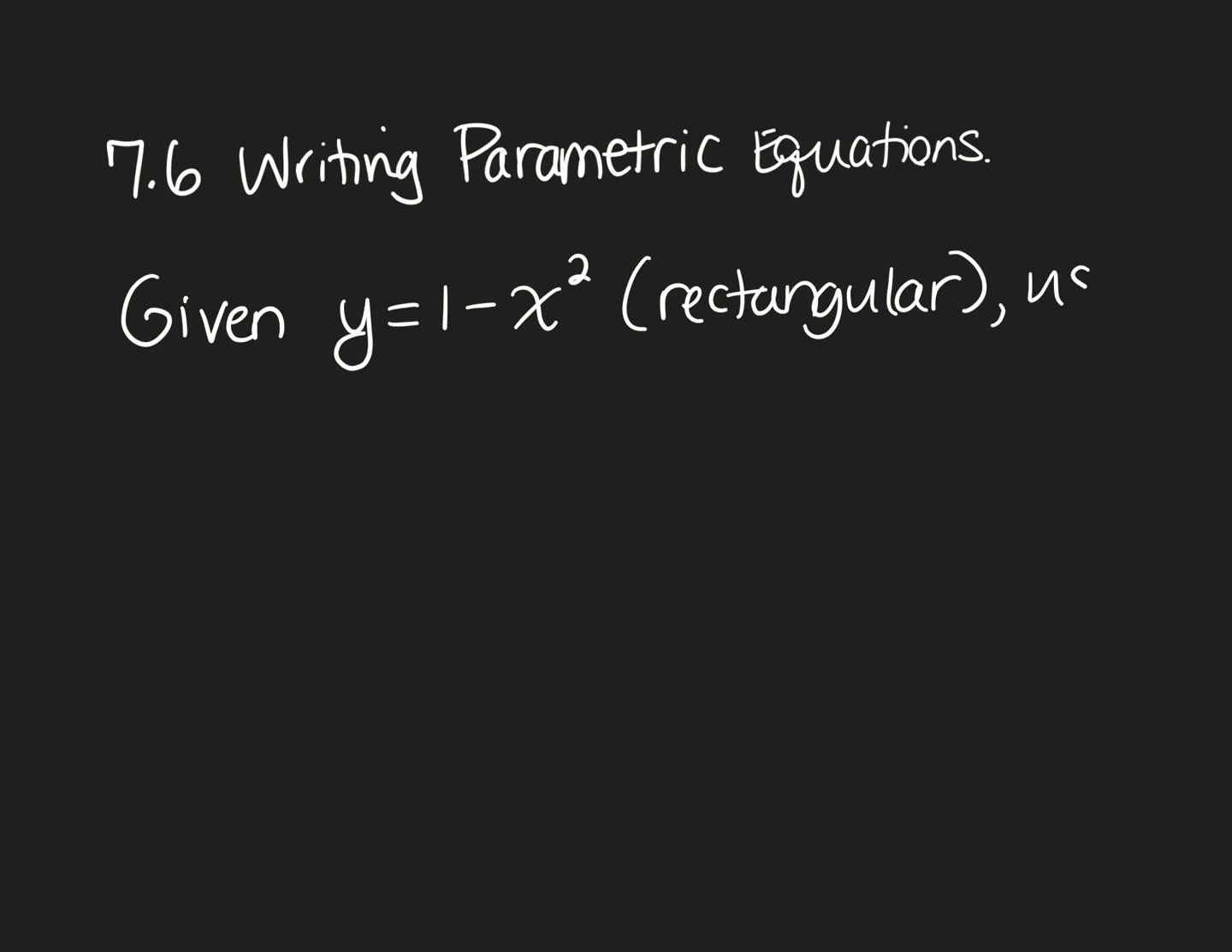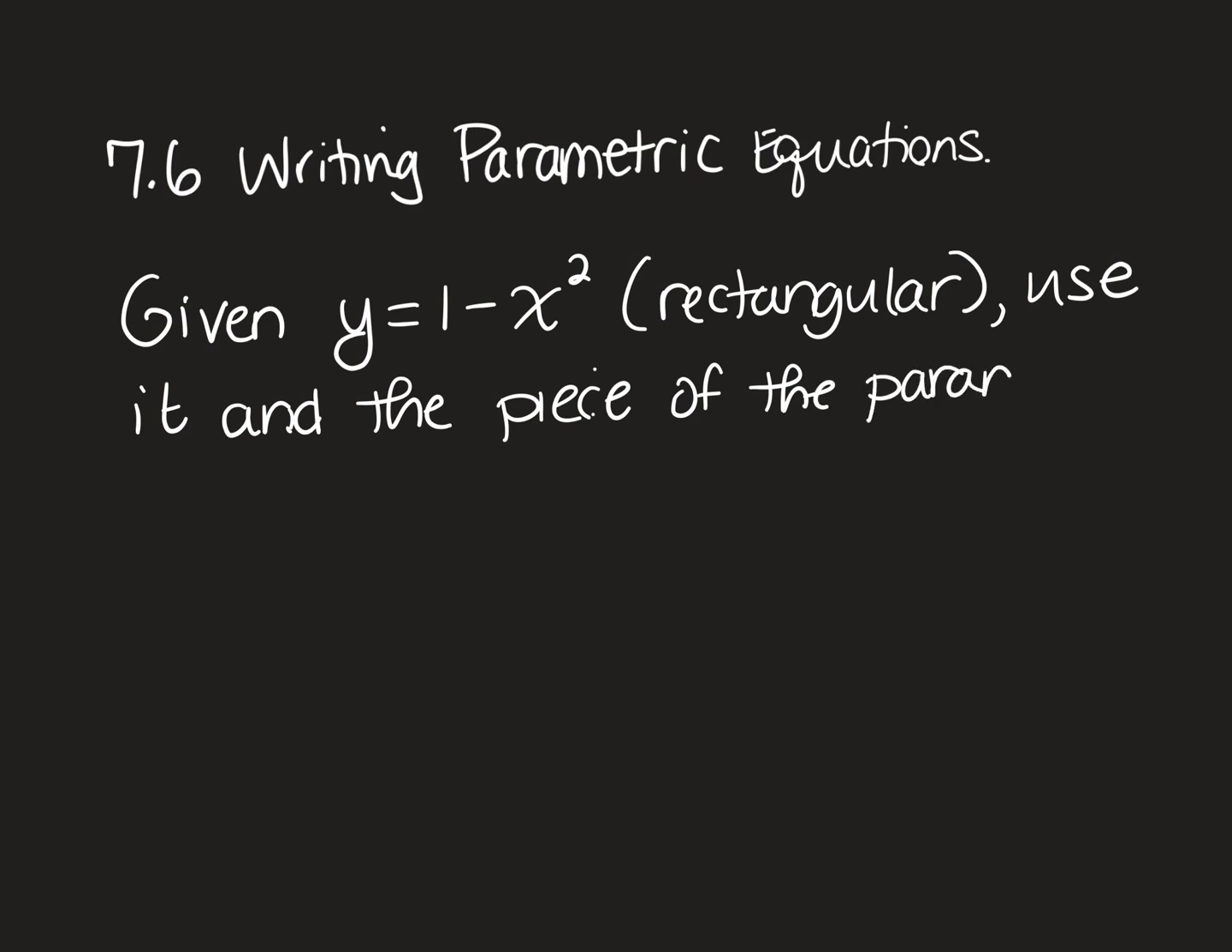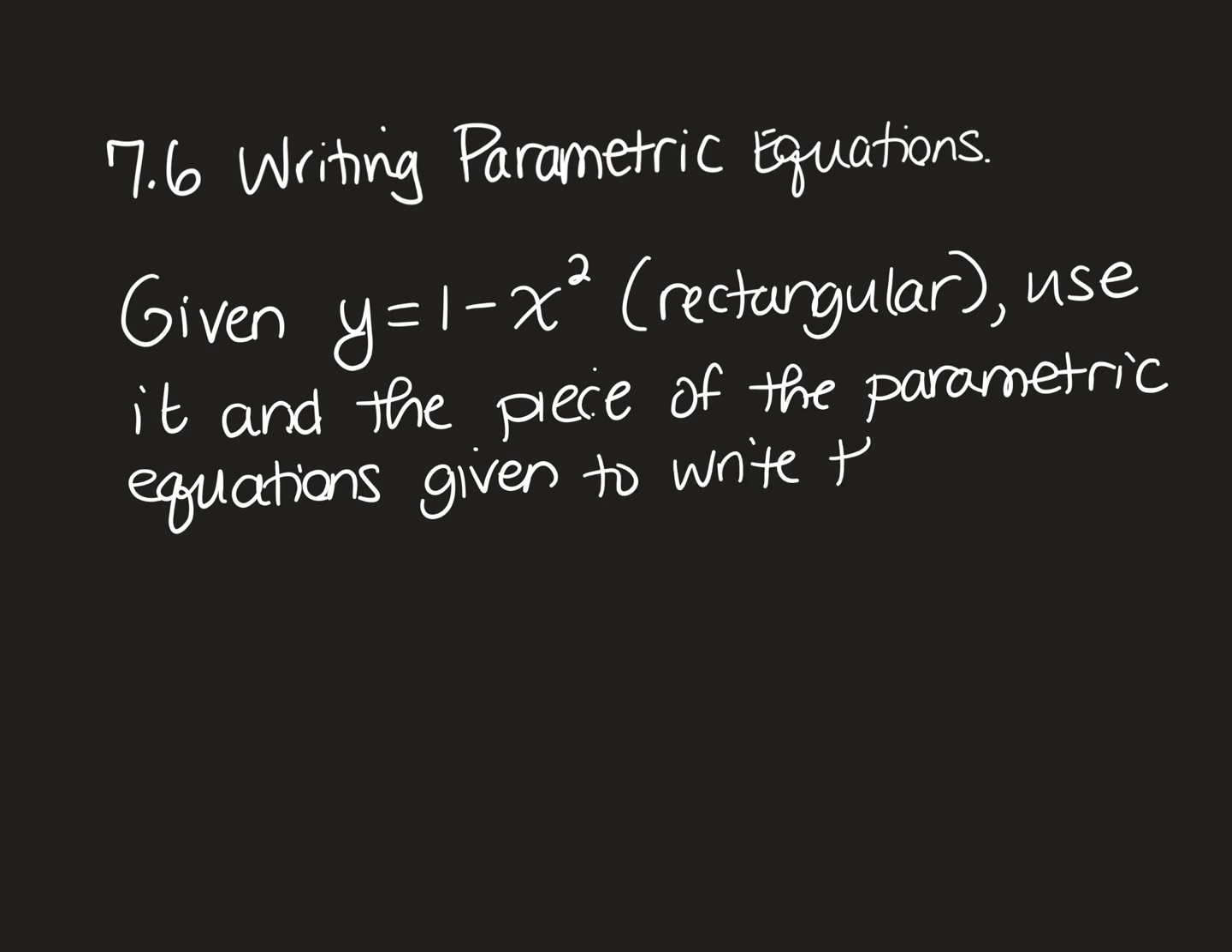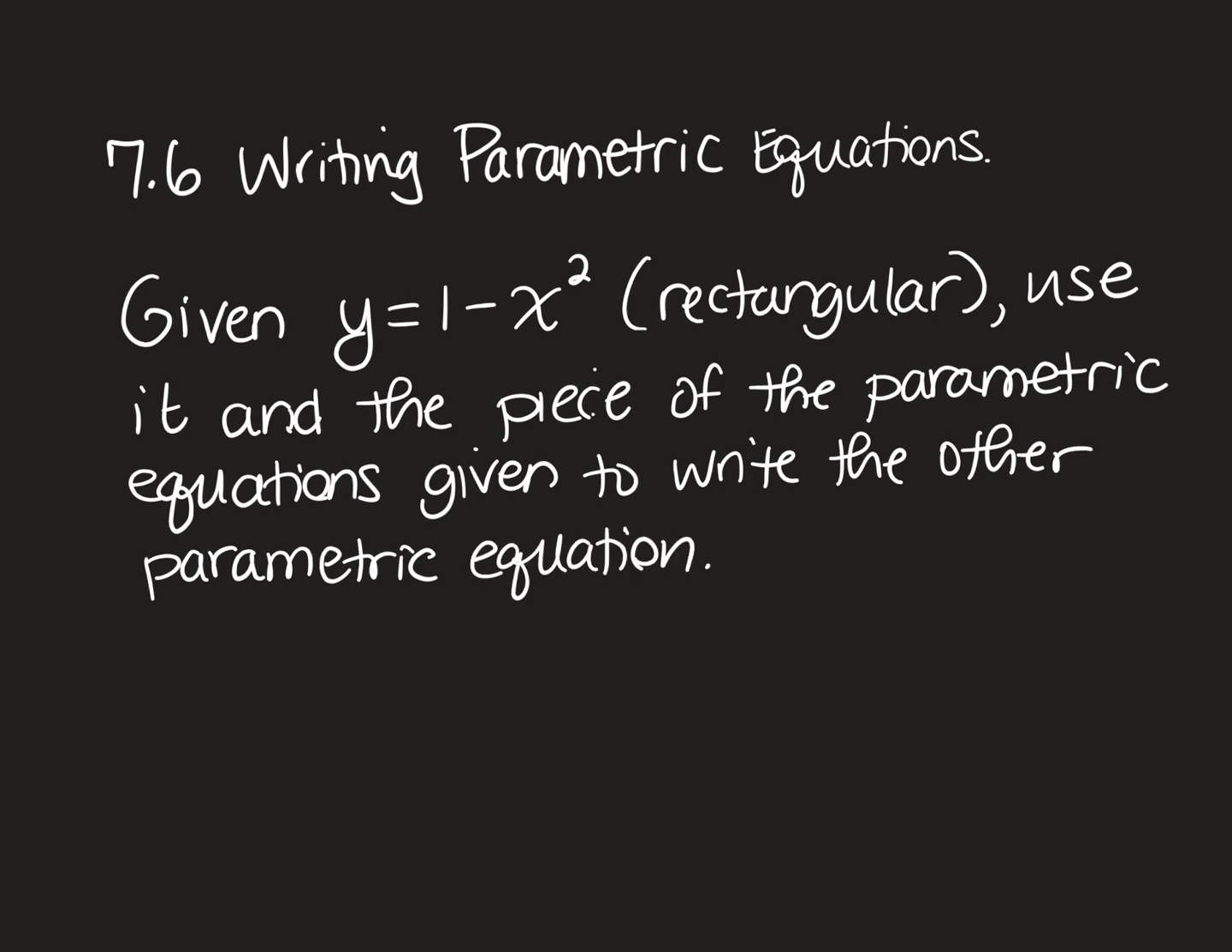Use it, and the piece of the parametric equation to write the other parametric equation. So the directions are a little strange, but essentially, I want you to use this equation, y equals 1 minus x squared, for all of the examples that we're going to do here. Okay, so we're going to use that equation, and then we're going to be given one part of our parametric equation. So either what x is or what y is. And then we have to write the missing piece.